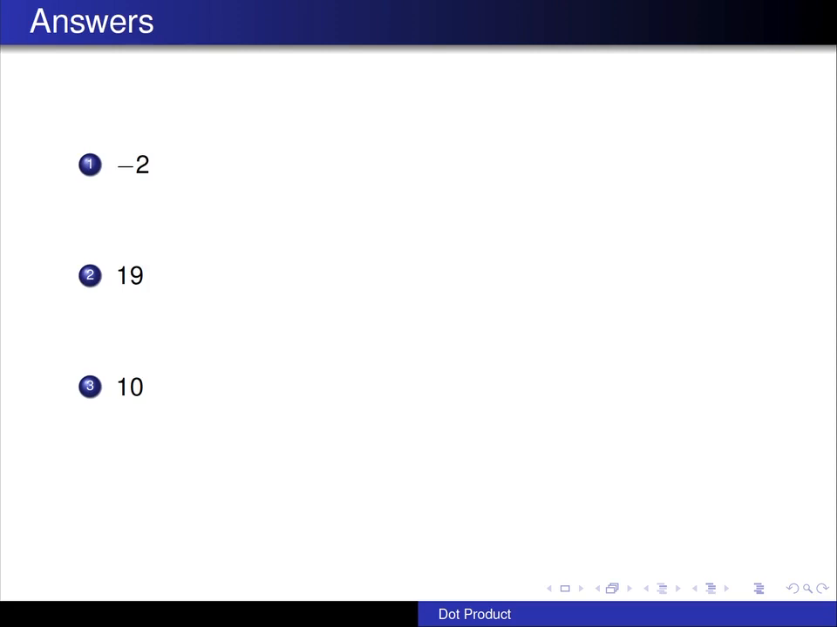Okay, so there are the answers, -2, 19, and 10. There's really all that's going on right here is multiplication and addition. So if you don't have the right answer, go check your arithmetic. You may have been a little too fast in your mental arithmetic.